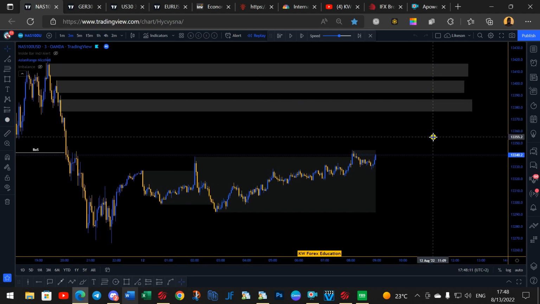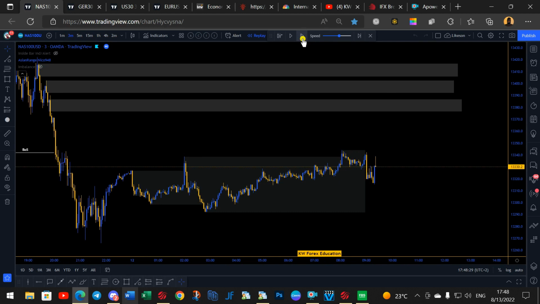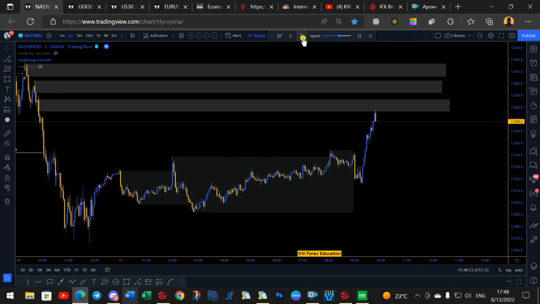So now we're expecting price to mitigate any of these three zones, and then after we get that mitigation, we are on 3 minutes time frame. Then we go on 1 minute time frame to look for that change of character we are talking about, right? So at this point we had that mitigation. Only this zone has this mitigation. That means we have to go on 1 minute to look for a change of character after the mitigation.